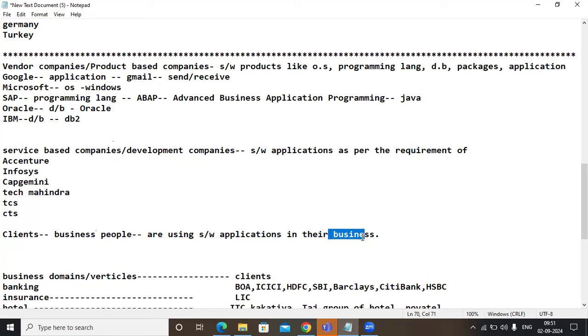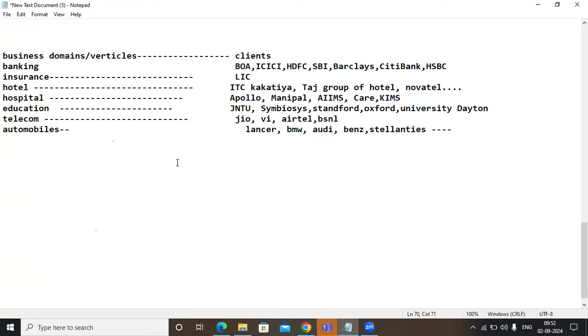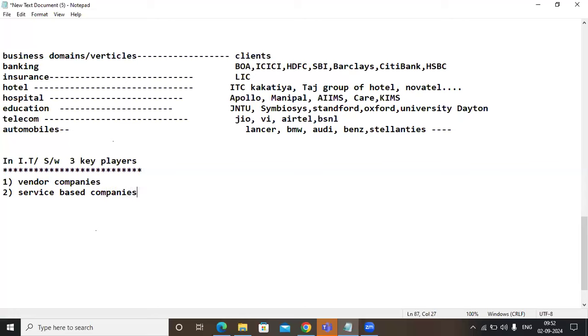In the last 20 minutes or so, I discussed only one point. In the total IT industry, or software industry, we have three key players. How many key players in the IT industry? Three important persons. Who is the first? Vendor companies. Second, service-based companies. Third, clients.